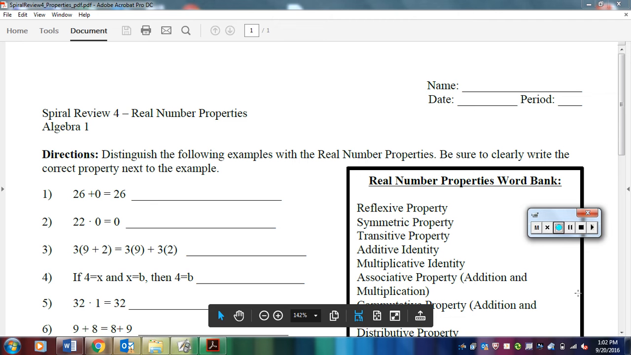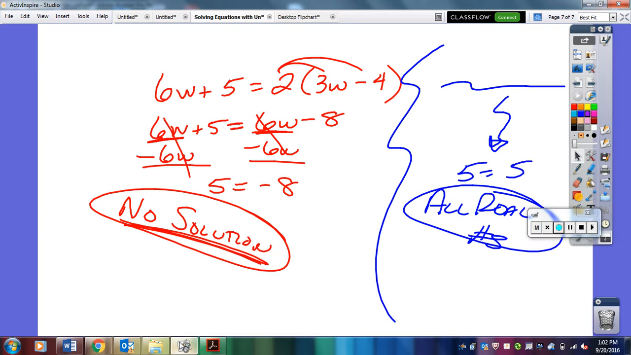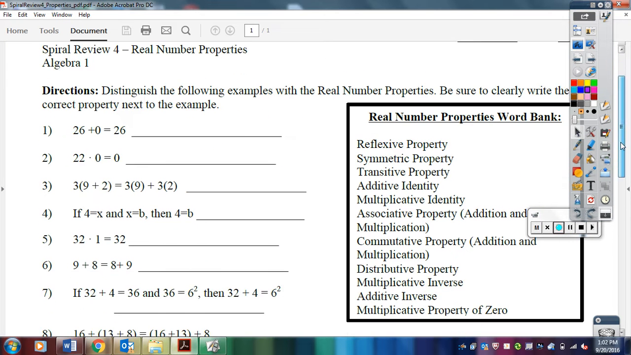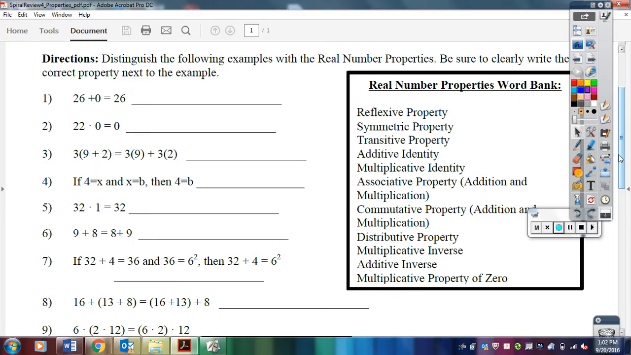This is the answers to the spiral worksheet. Number 4, reviewing the properties. Here's your word box. Reflexive, we're going to remember RST 1, 2, 3. This can be your trick. RST 1, 2, 3. Reflexive is one property, x equals x.